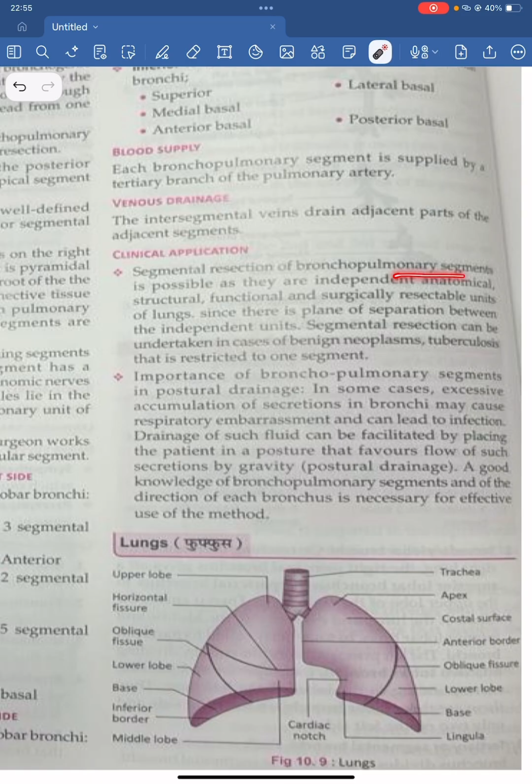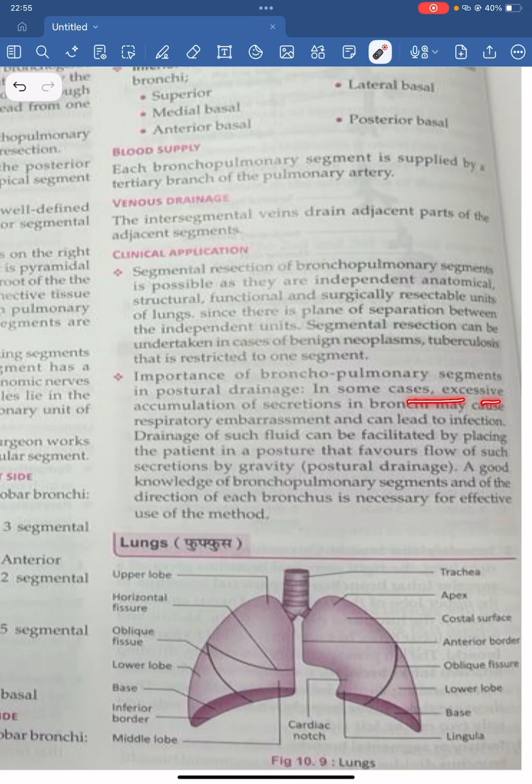Segmental resection of bronchopulmonary segments is possible as they are independent anatomical, structural, functional, and surgically resectable units of the lungs. Since there is a plane of separation between the independent units, segmental resection can be undertaken in cases of benign neoplasm and tuberculosis. Then, the importance of the bronchopulmonary segment in postural drainage.